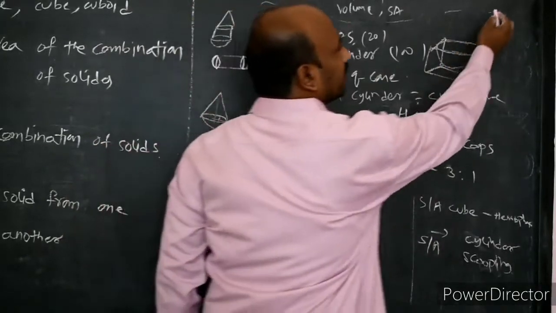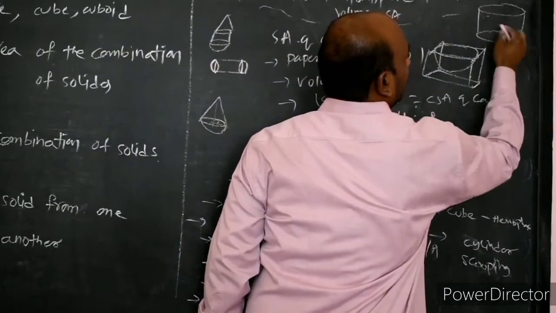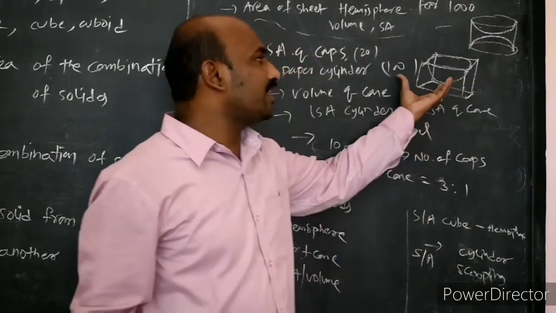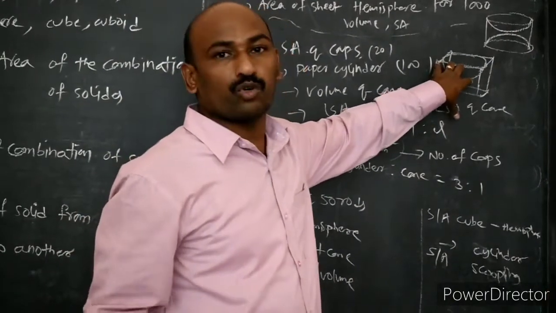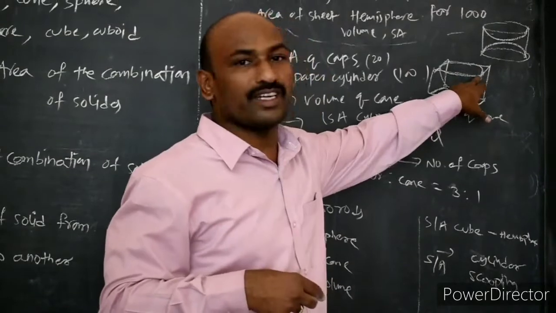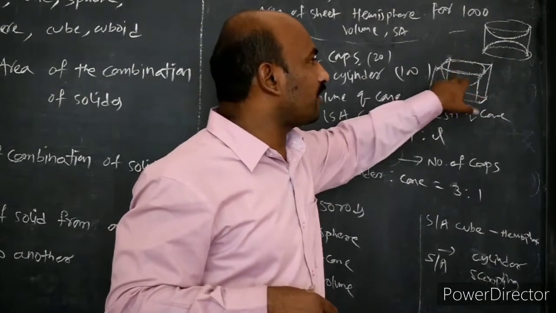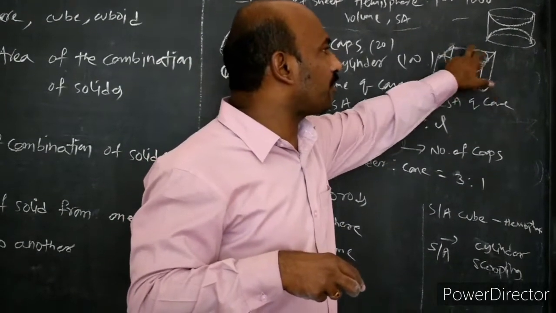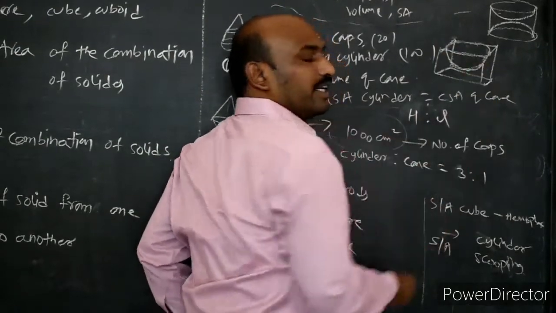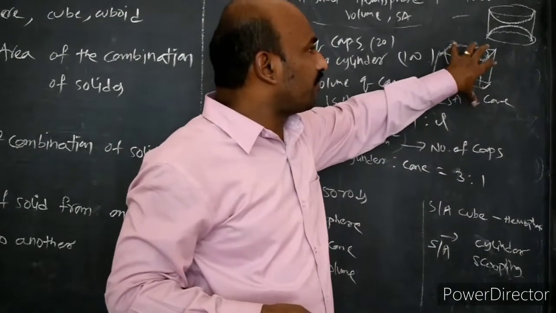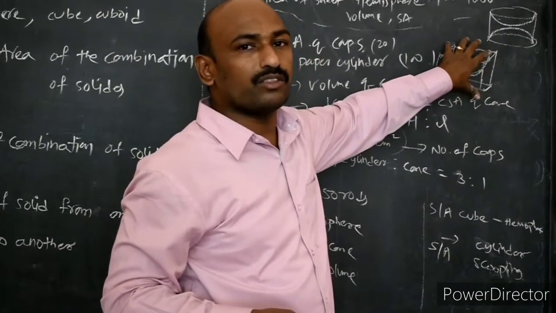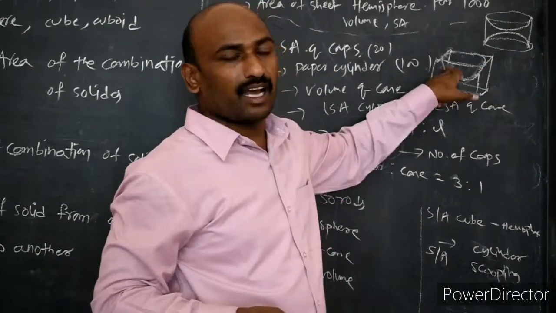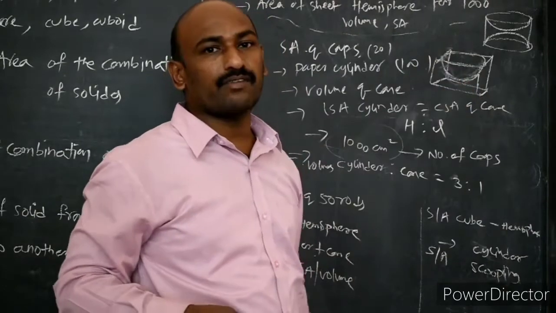Or if a cylinder is there and we scoop out a hemisphere at both ends, what is the remaining surface area of the solid? We can use the total surface area of the cube, minus the circular portion, and add the curved surface area of the hemisphere. That's why the surface area of the remaining solid is nothing but the total surface area of the cube, subtract the circle area, and add the curved surface area of the hemisphere, then you will get the surface area of the solid.